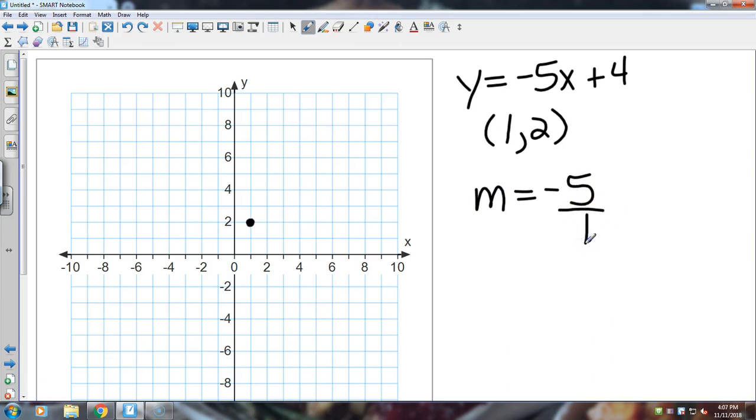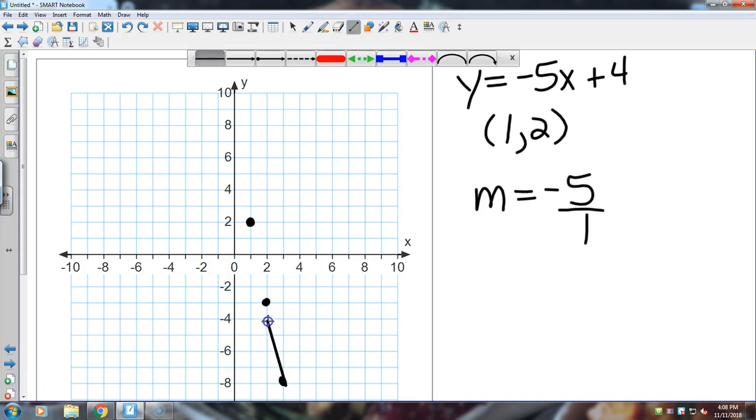So I'm going to go from my point, 1, 2, and I'm going to go down 5 spaces because it's negative, 1, 2, 3, 4, 5, and over 1 space. And I'm going to do that one more time, 1, 2, 3, 4, 5, and over 1 space. And so that line is parallel.